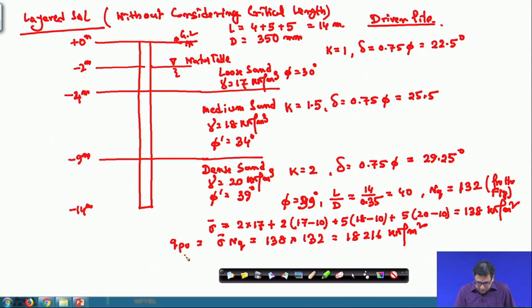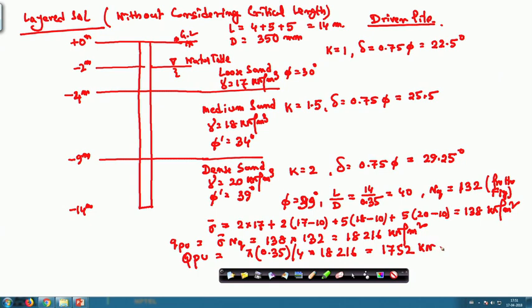So, that means QPU is equal to pi d square by 4 into 18216, that is equal to 1752 kilonewton. Okay. So, that is the QPU.